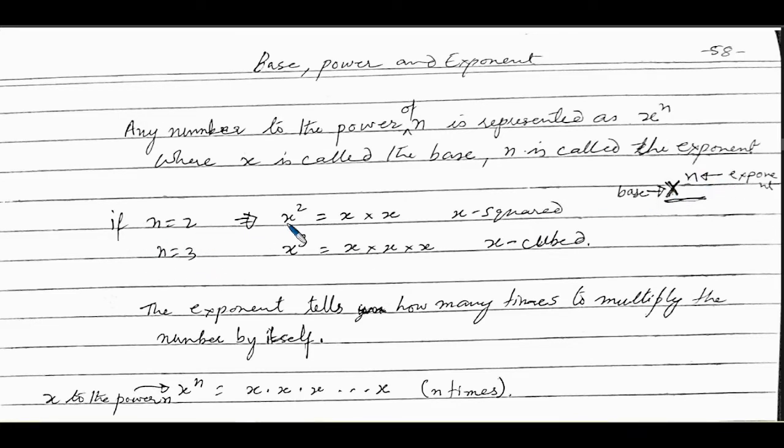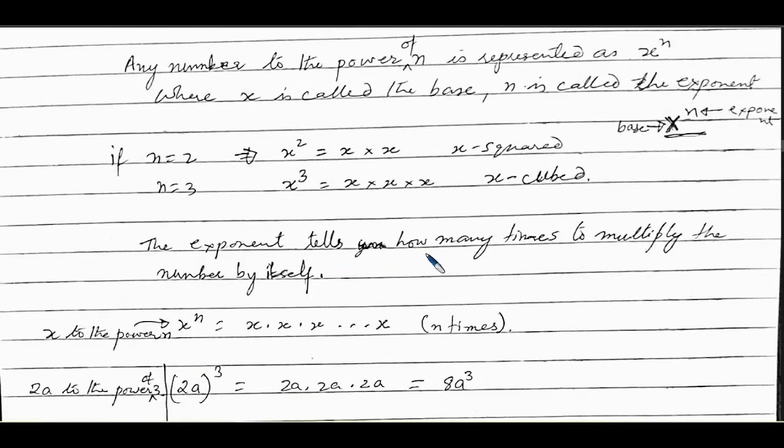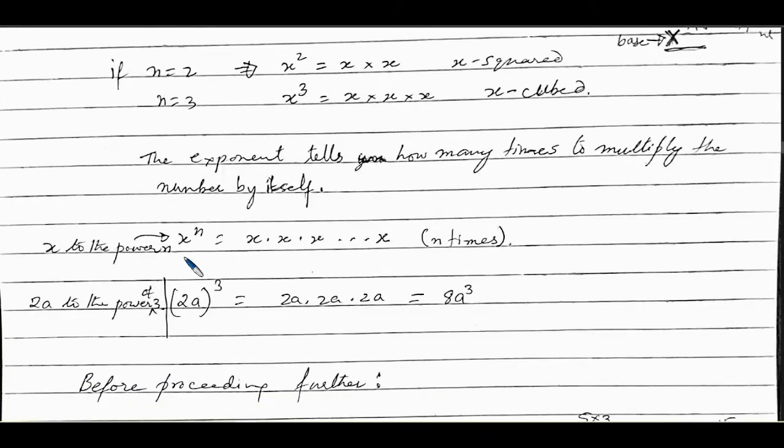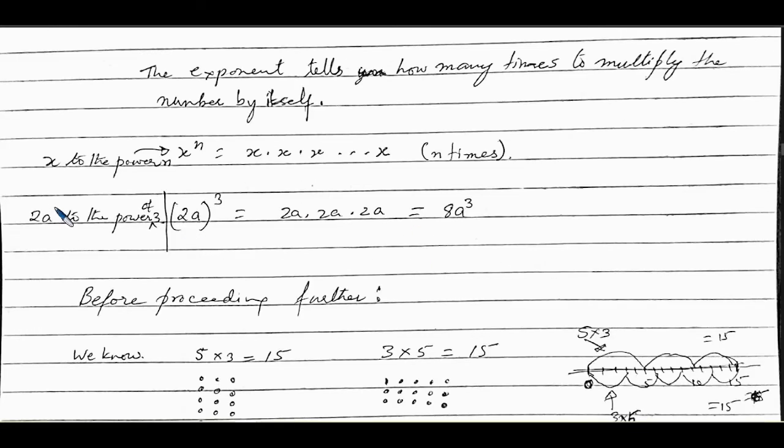So if n is 2, x square is x into x. If n is 3, x cube is x into x into x. So this is called x cube. The exponent tells how many times to multiply the number by itself. So if it is x to the power n, then it is x multiplied n times. If you have (2a) to the power 3, you have to multiply 2a three times: 2a times 2a one more time, second, third.